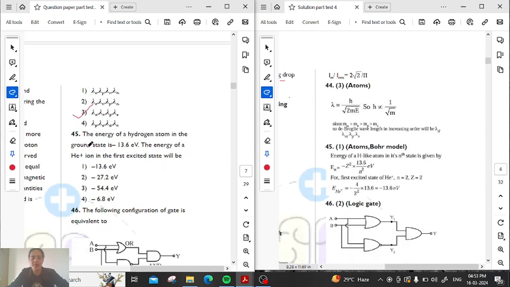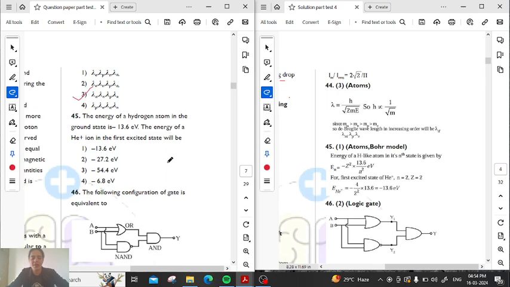Next question. The energy of a hydrogen atom in the ground state is this. The energy of the helium plus ion in the first excited state. So this question is from atoms, Bohr models, right? So we know the formula: En is equal to minus Z squared into 13.6 by n squared eV. Now in the first excited state of He plus, n becomes 2 and Z becomes 2. Put the values and get the required answer as minus 13.6 eV.